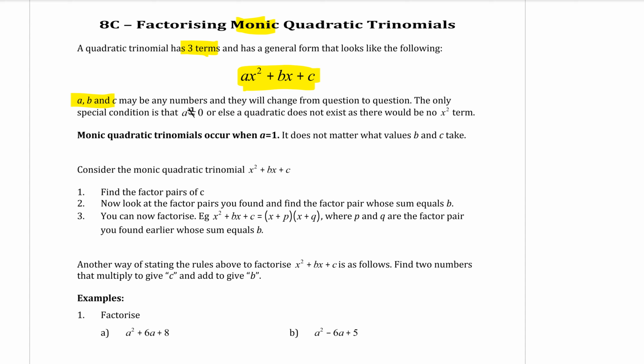Now, as I just said, a monic quadratic trinomial occurs when the a equals 1, and it does not matter what values the b and the c take. So if we want to consider the monic trinomial x squared plus bx plus c, all we're doing is saying that a is 1, so I'm leaving that off there. We want to find the factor pairs of c. We look at the factor pairs and find which factor pair equals a sum of b, and then that will help you to factorize it. Okay, and I'll show you how to do that in these examples.